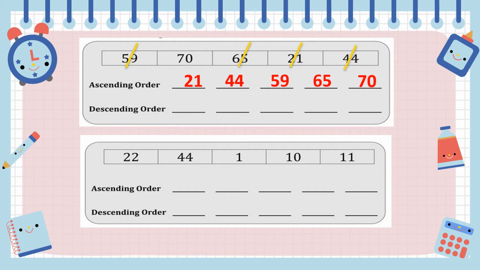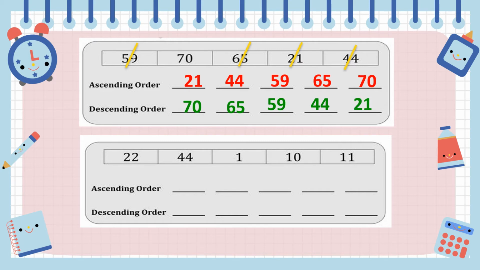Now we are going to arrange in descending order. Descending starts with letter D like dinosaur. Dinosaur is very big. So we are going to start with the biggest number here. Which one is the biggest? Yes, 70. Next biggest, 65. Next, 59. Next, 44. And the last one is 21.